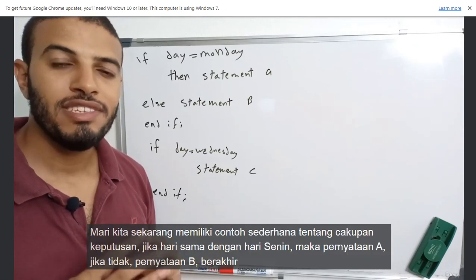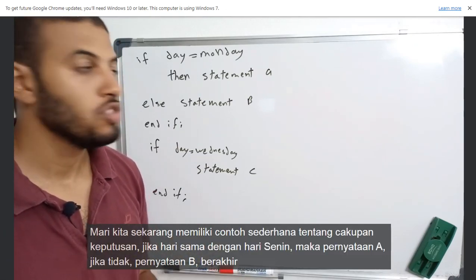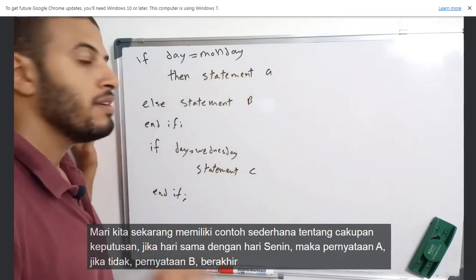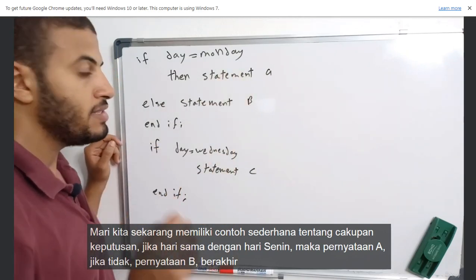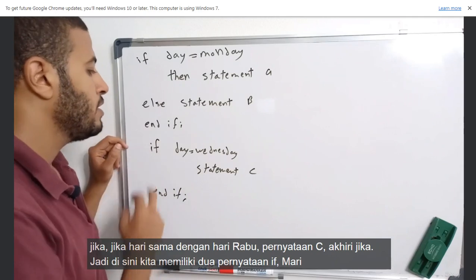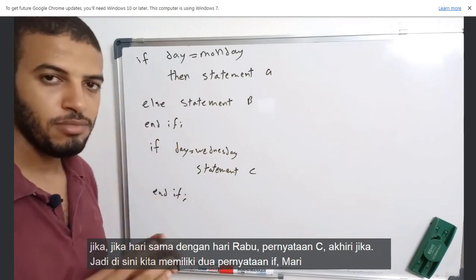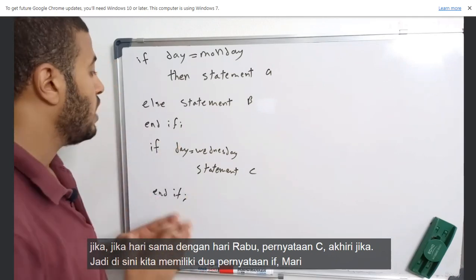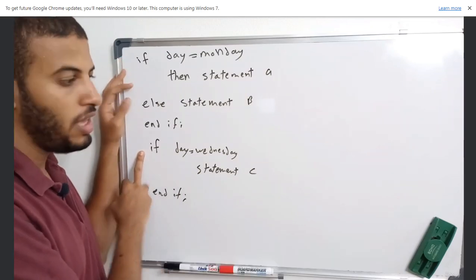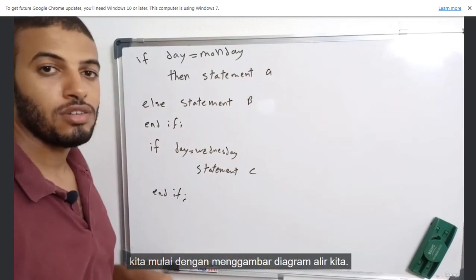Let's now have the simple example on decision coverage. If day equals Monday, then statement A, else statement B. And if day equals Wednesday, statement C, end if. So here we have two if statements, okay? Let's begin by drawing our flow chart.